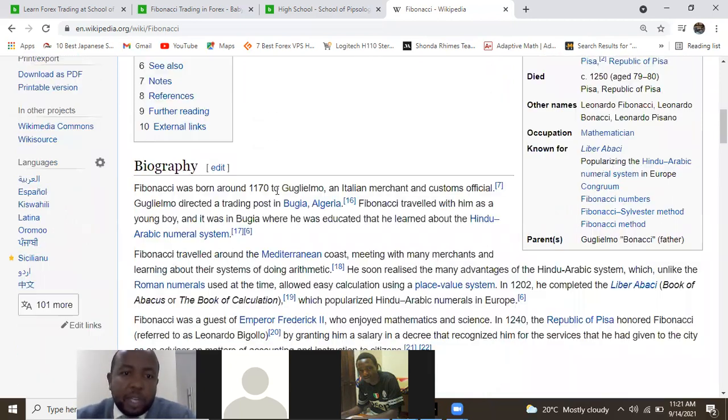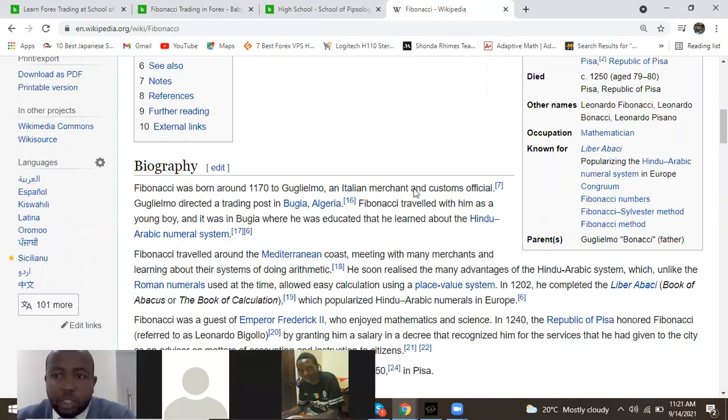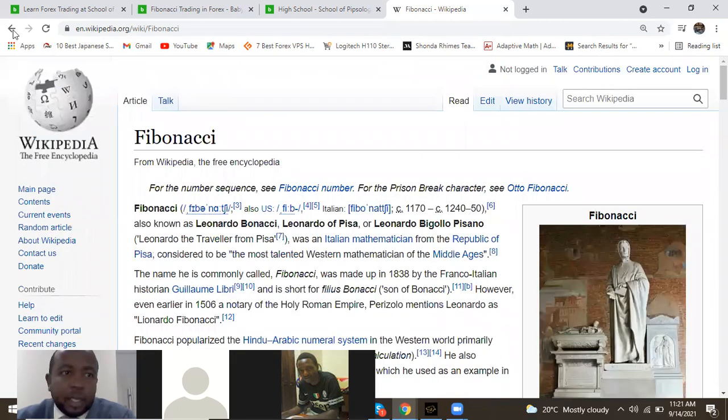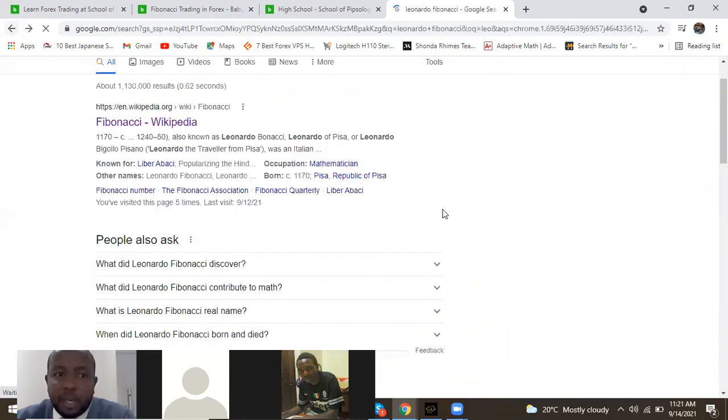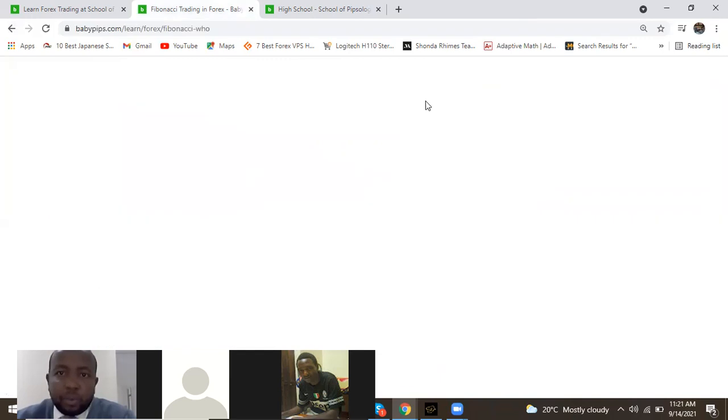And he was born around 1170 to this guy, Guglielmo, an Italian merchant and customs official. So I won't go into much; I just wanted you to see him. At least some history is not bad: when, who, and then we move now to our course of the day.